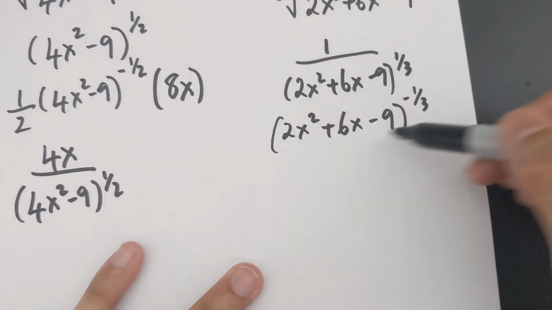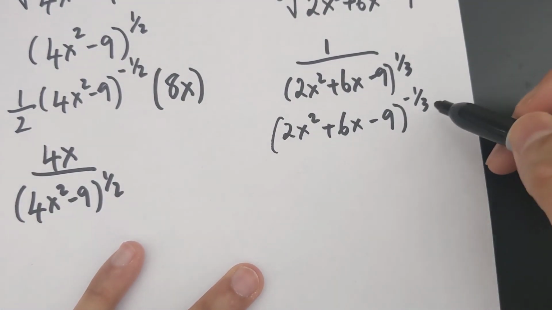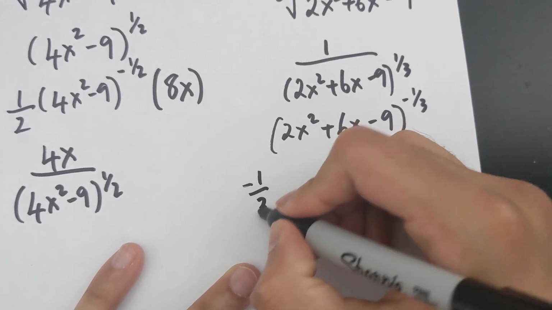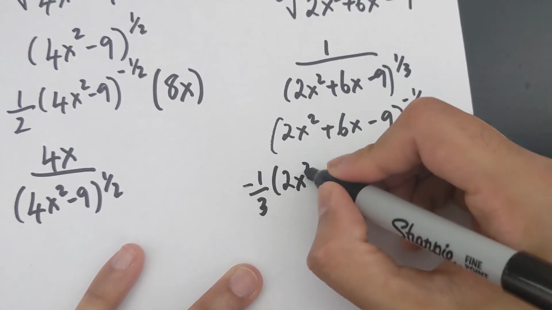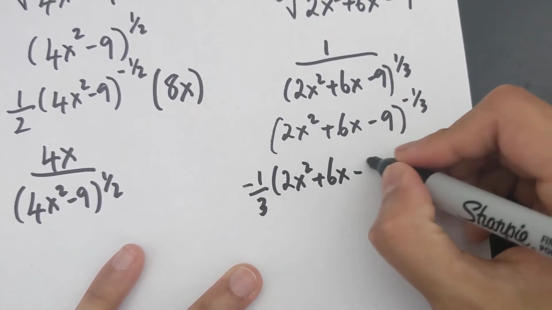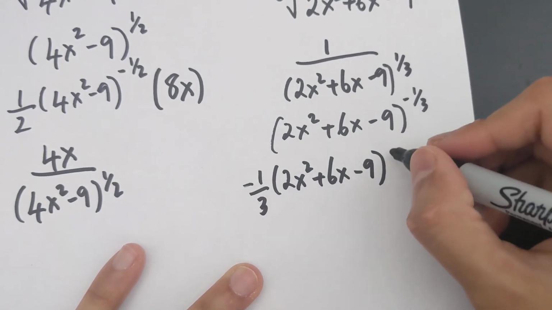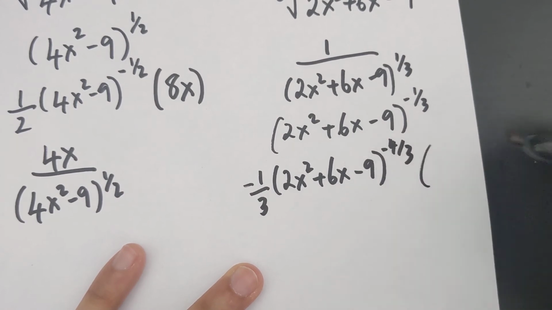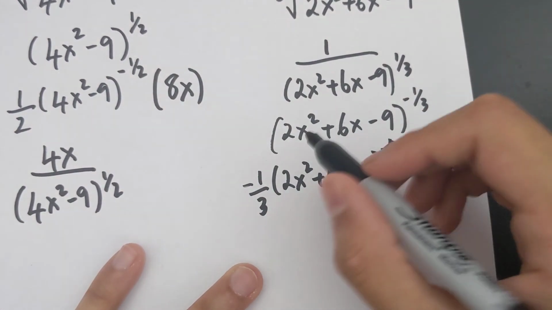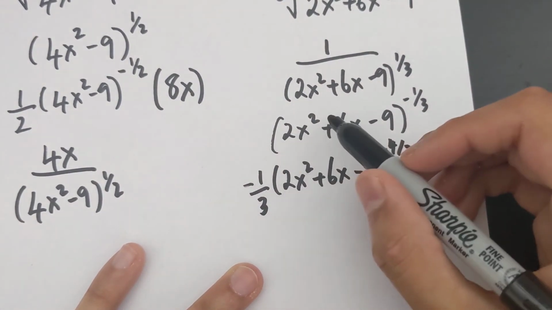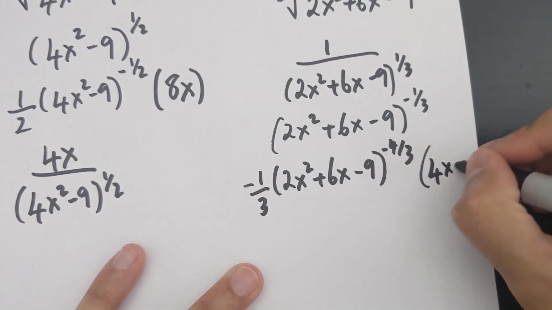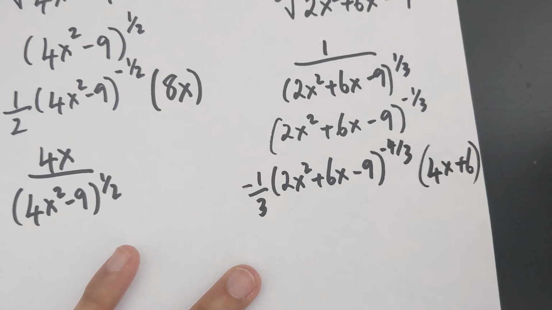Okay, now that I've done the simplifications, I can derive this with my chain rule. The first thing I'm going to do is move the negative 1 over 3 to the start. I'm going to write the exact same thing in the bracket. I'm going to subtract 1 from my exponent, so that's negative 4 over 3. And then I'm going to multiply by the derivation of the inside of the bracket. The derivation of 2x squared plus 6x minus 9 is 4x plus 6.